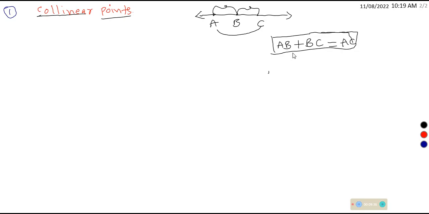Sometimes the sum of any two segments should be equal to the third segment. Not only like this, it may be that C is in the middle and B is here, then AC plus CB is equal to AB. That is what I say: the sum of any two segments equal to the total distance is the condition to prove that given 3 points are collinear points. I hope that is clear.